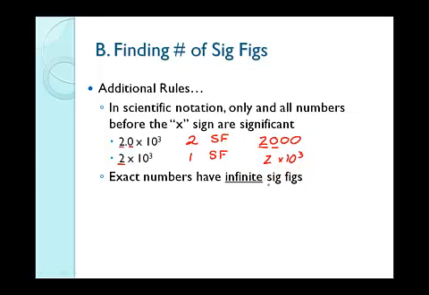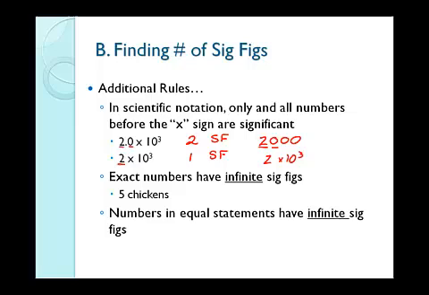If you have an exact number, that number will have infinite sig figs. Well, what does exact mean? If it's something that you're counting, like I have 5 chickens in my backyard, you are exactly sure that you've got 5 chickens in your backyard, so 5 would have infinity sig figs. If you have numbers that are in an equality statement, that would also have infinity sig figs. For example, 1 foot is always exactly equal to 12 inches. So the 1 and the 12 both have infinity sig figs in those cases.